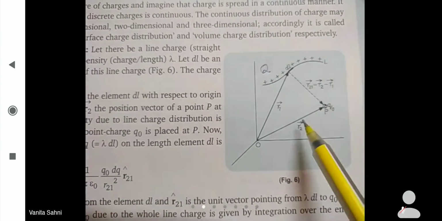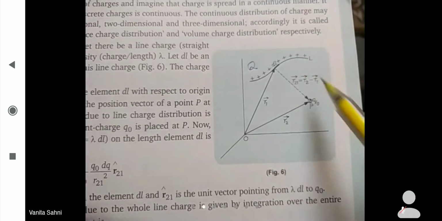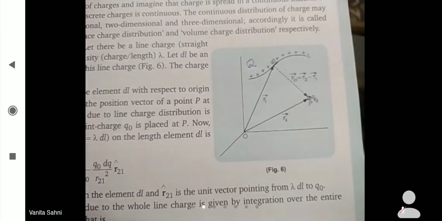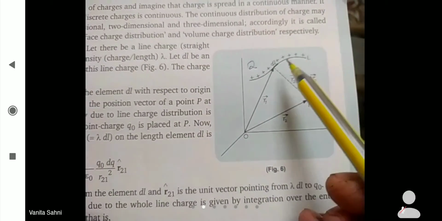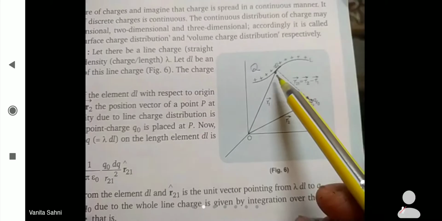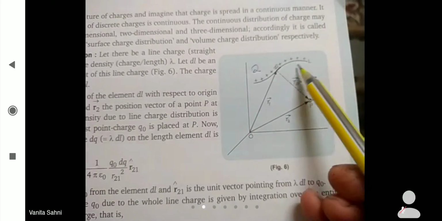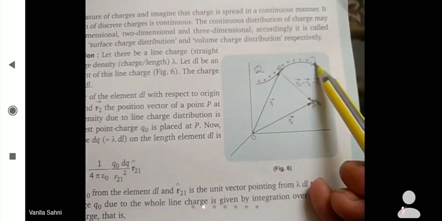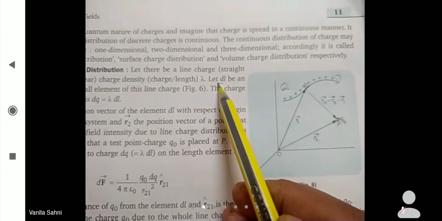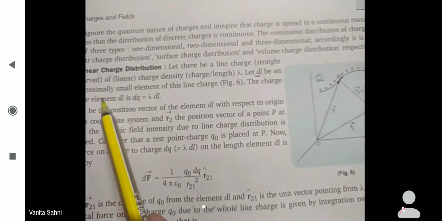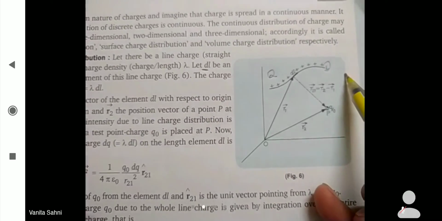Now I don't know how to find it because my Coulomb's law formula deals with two point charges. So what will be the method? We will consider this line charge distribution as composed of very small elements of charge. Let us say L is the total length of the wire. I will suppose that this L is made up of very small dl elements which are infinitesimally small and infinite in number also, right?